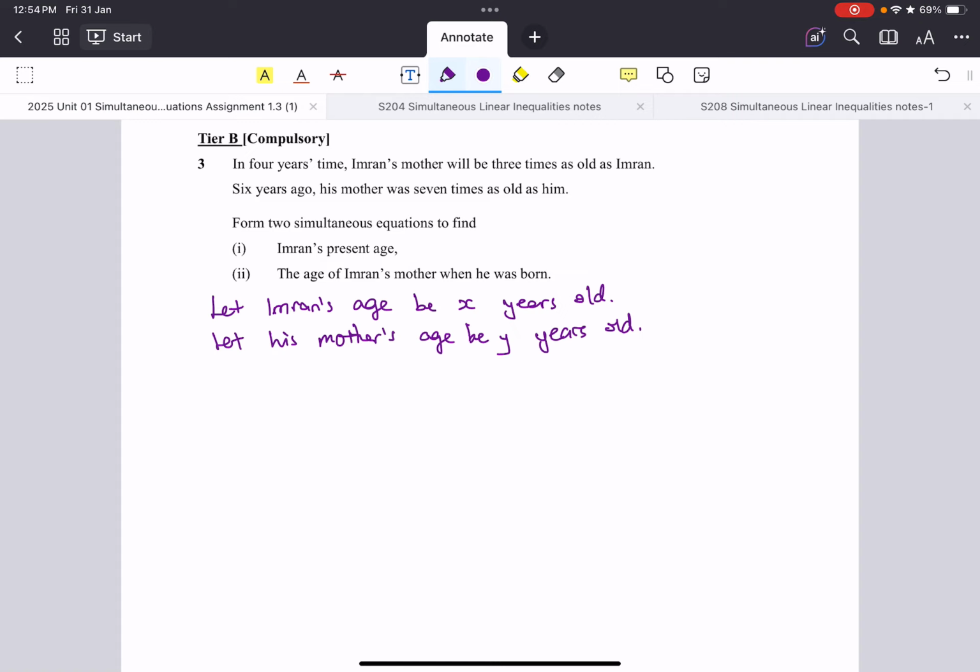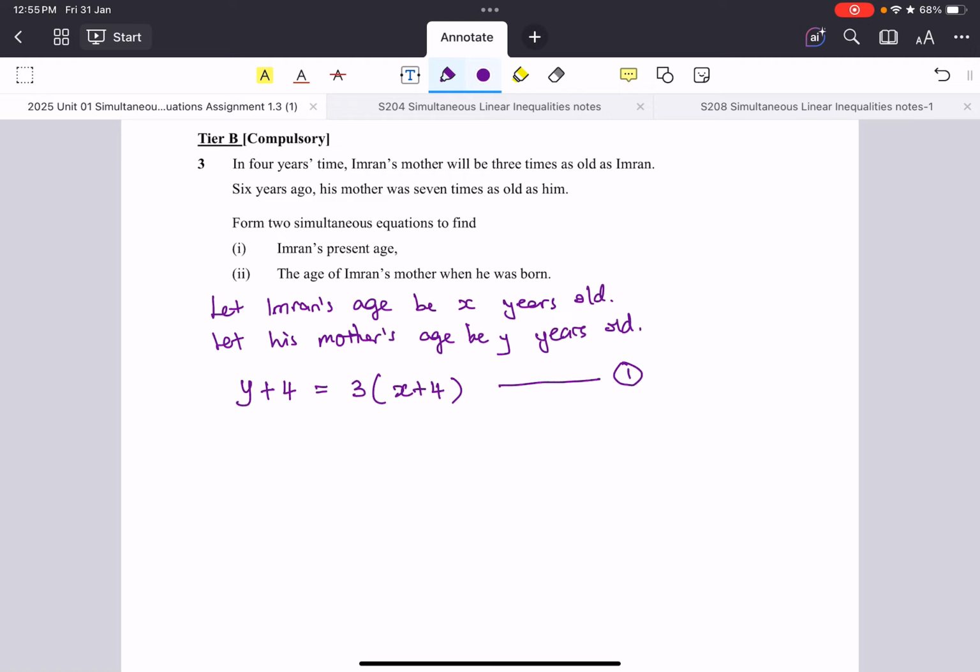So let's do that, right? To form the equation, the information is in 4 years time. In 4 years time, the mother will be Y plus 4. Imran will be X plus 4. But the mother will be 3 times more. So 3 times X plus 4. So that's our first equation based on the information given, right?